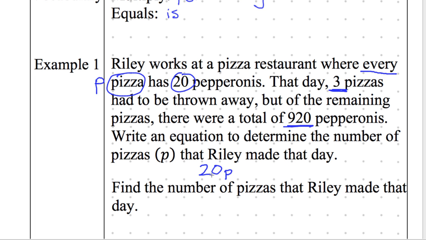20P represents 20 pepperonis per pizza. So right now, this represents the total number of pepperonis given P pizzas. If I have 1 pizza, I have 20 pepperonis. If I have 2 pizzas, I have 40 pepperonis. Right now, we just have number of pepperonis.